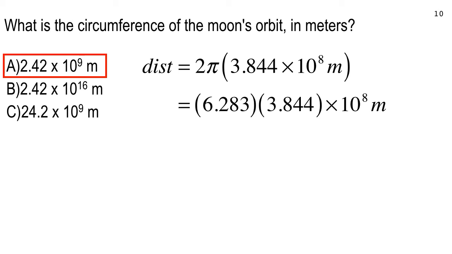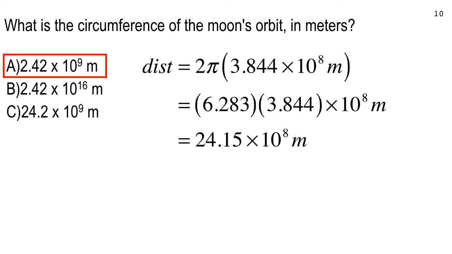So I'm going to have to change this, it's probably going to go to 10 to the 9 over here. All right, so let's work it out. 6.2 times 3.8 is 24.15. Now, I've still got it as 10 to the 8.